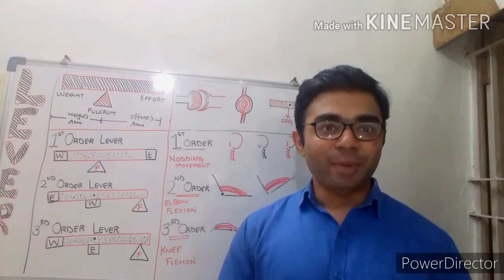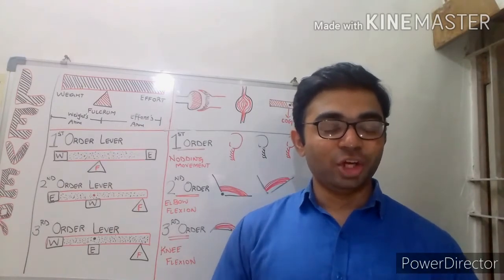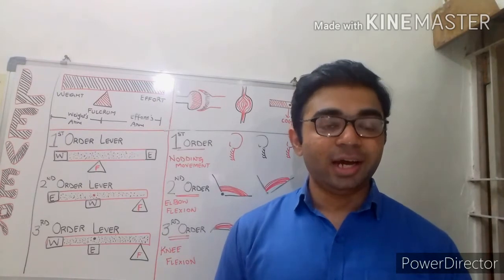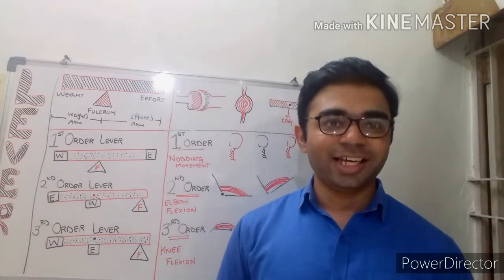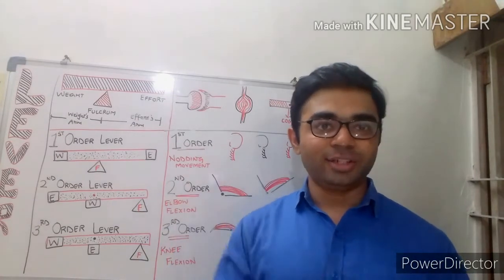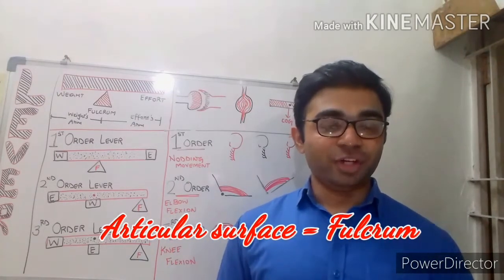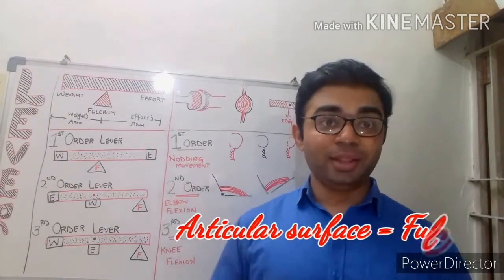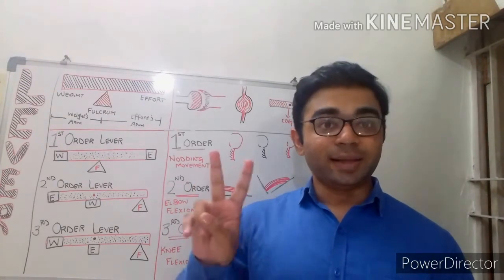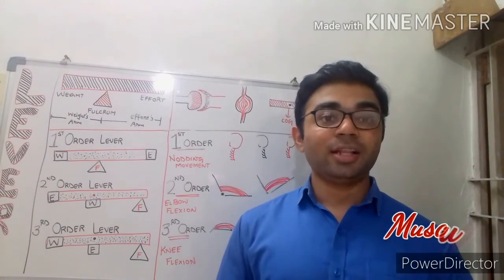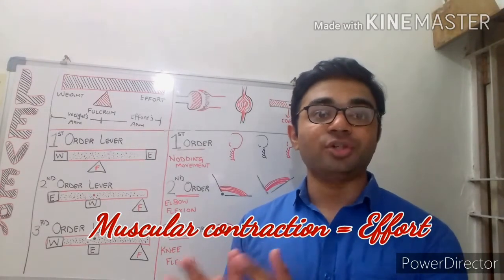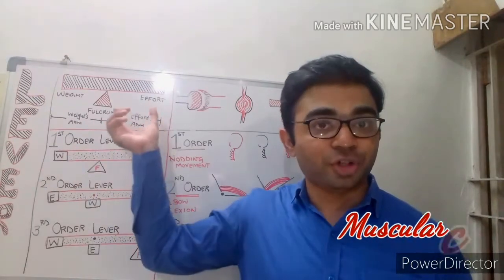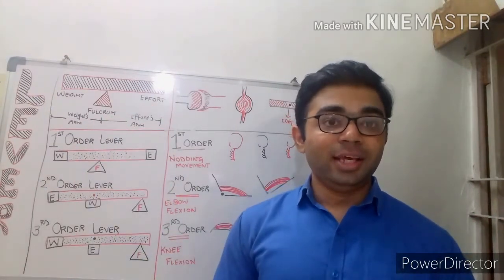Yes, definitely. But before we study the levers in the human body, let me give you an idea of the three components of the lever system in the human body. So the first thing is the articular surface. The articular surface of a joint forms the fulcrum in the lever system. Second is muscular contraction. Here the muscular contraction in the human body works as the point of application of force, or I can say the effort portion for the lever in the human body.